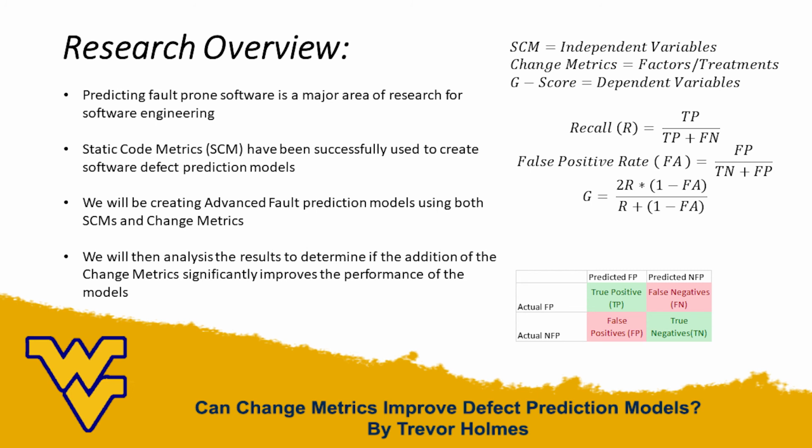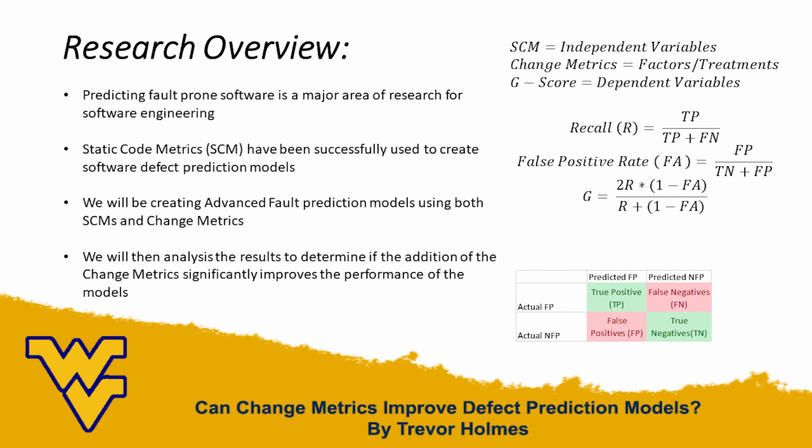Predicting fault-prone software is a major area of research for software engineering. Static code metrics have been successfully used to create software defect prediction models, and there's been a lot of research on this. We will be creating advanced fault prediction models using static code metrics and change metrics. There also has been plenty of research on change metrics, but not as much as static code metrics. Once we have those models done, we will then analyze the results to determine if the addition of the change metrics significantly improves the performance of the models.